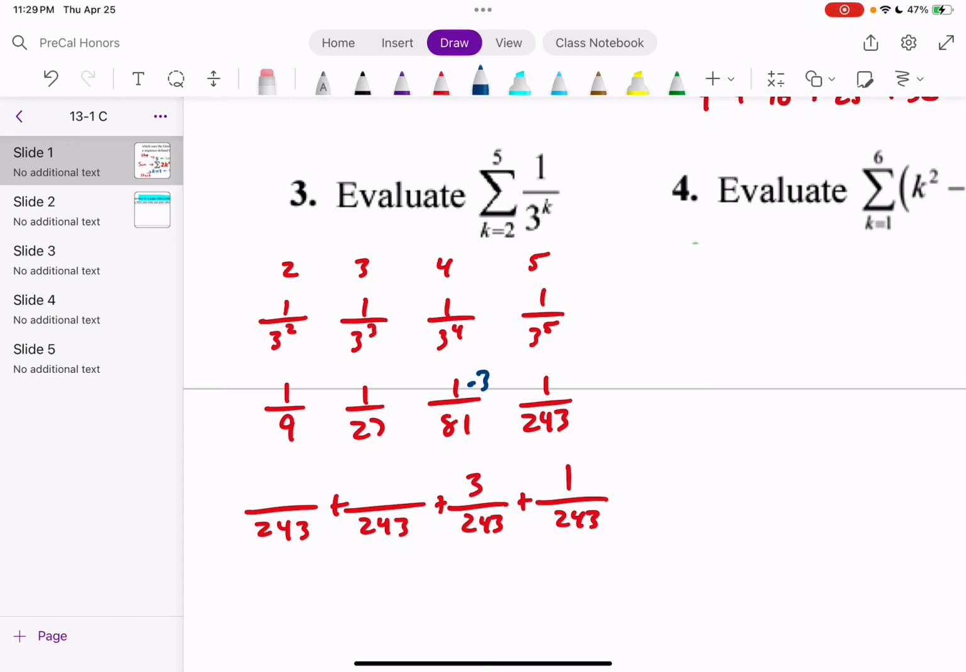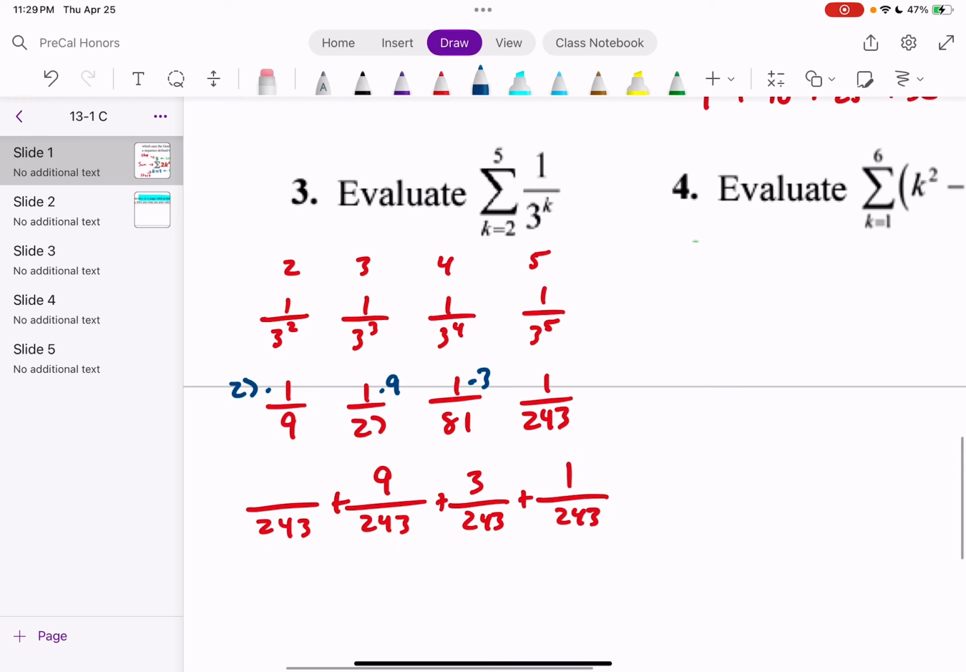243 divided by 27 is 9. 9 times 1 is 9. And our final problem, 243 divided by 9 is 27. 27 times 1 is 27. We're then going to add our numerators, which would give us 40 over our common denominator, which is 243. If you have the ability to simplify, you go ahead and simplify, but in this case, 40 over 243 does not simplify further.